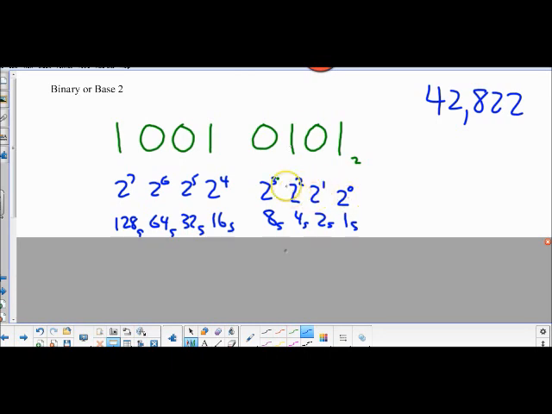But the places, just like all the other bases, are that base to the 0 power, to the first power, second power, third power. Every place that you go over is the next power of, in this case, 2. 2 to the 0 is 1, 2 to the first is 2, 2 to the second is 4, 2 to the third is 8, 2 to the fourth is 16, 2 to the fifth is 32.